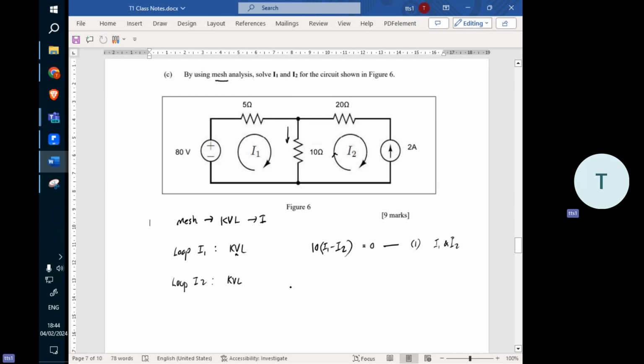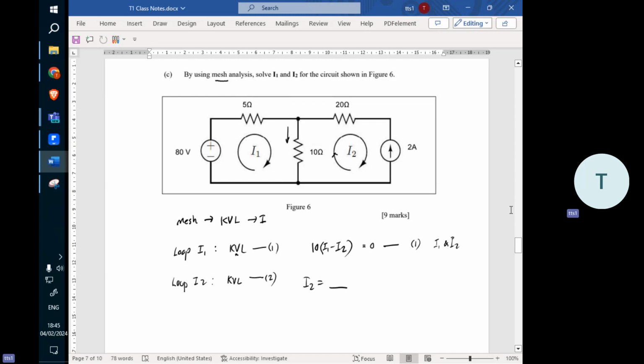At loop 2, you'll find I2 equal to something, okay? After you've done loop 2, and this is loop 1, you'll find I2. Then with I2 you substitute in, and you'll find I1. That's it. That is what the question asked for, to find I1 and I2. That means you just need to do the two loops on it.